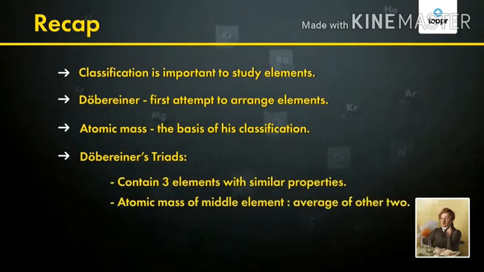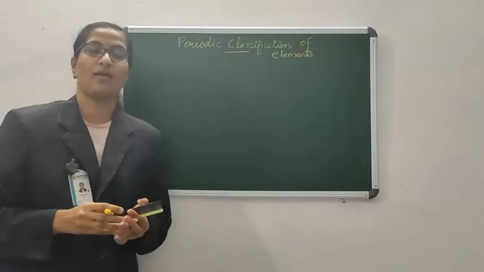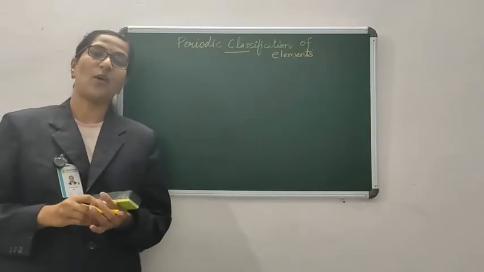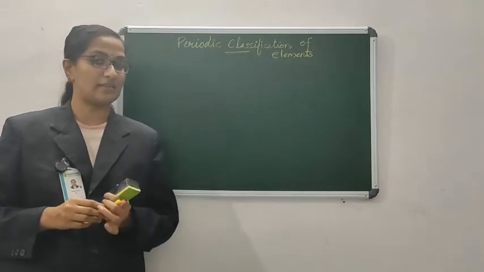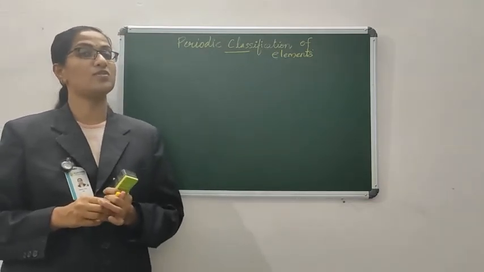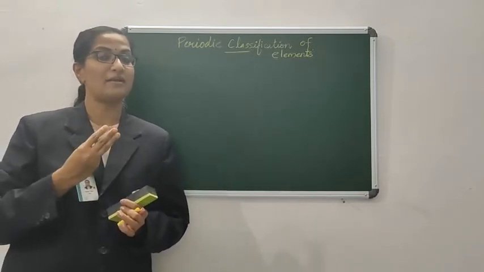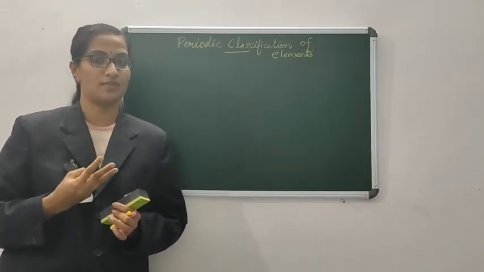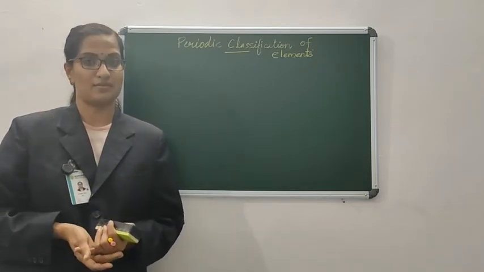Atomic mass of the middle element is the average of the first two. The limitation is only 3 triads out of 25 elements. So what you observed are some limitations of Doberainer's triads. Doberainer's triad is possible only for 3 sets of elements. For the rest of the elements, it is not possible. So how will you arrange the rest of the elements?